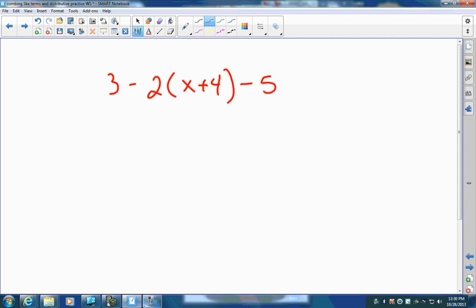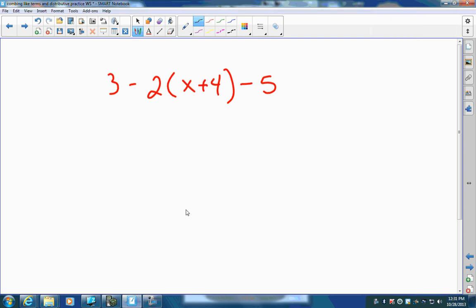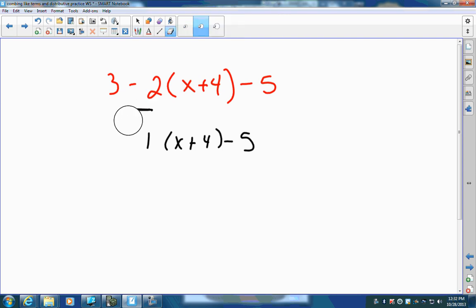Here we go. Try this one. So when you're looking at this one, one of the first mistakes that is made is that people do 3 minus 2. You don't do that. You have to do parentheses first, but that is a very common mistake.